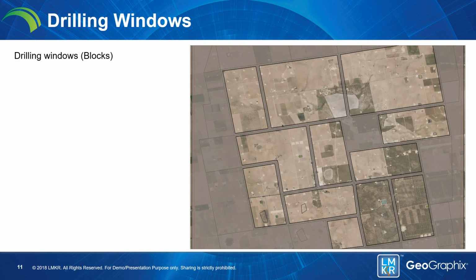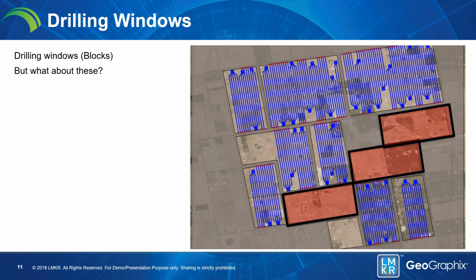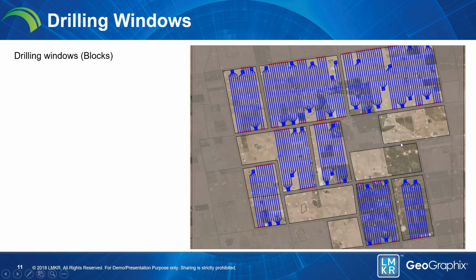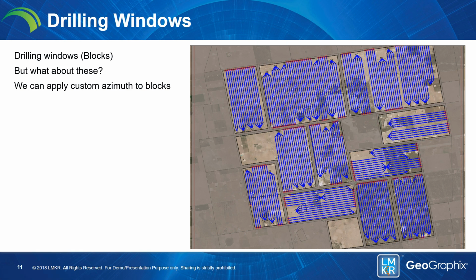Let me show you what the drilling windows are. So drilling windows, you can definitely use here. I used Lease Planner. I made these drilling windows. The gray areas are areas where we can't drill. The areas that are visible are the drilling windows where we can drill. So I go ahead and I run the simulation, right? Everything's okay. Except what about these areas? What about these areas? They're left alone. Well, we can fix that by putting in custom azimuths to any of these drilling blocks. Once we do that, voila, we have this.